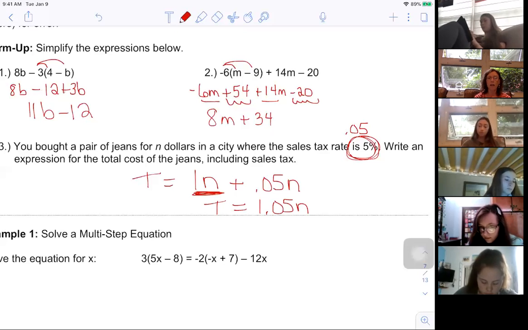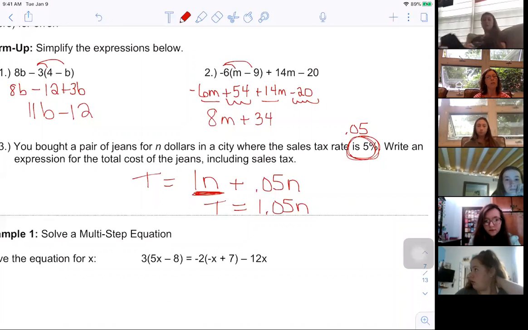So I take that cost, I increase it by the 5%. If there was a discount on the jeans, so they were 20% off, then I would decrease the initial cost by that 20% off or whatever they happen to be. So sales tax increases your initial cost of the jeans.